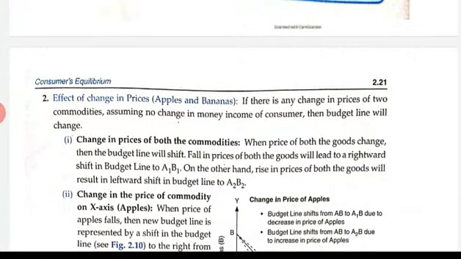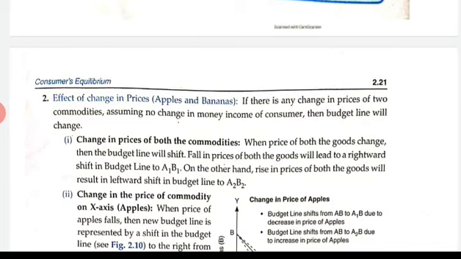Another is the effect of change in prices. So when there is a change in prices, how does the budget line shift? If there is any change in the prices of the two commodities, assuming no change in the money income of the consumer, then the budget line will change. Suppose the prices of both the commodities are changing. So when the prices of both goods change, the budget line will shift.